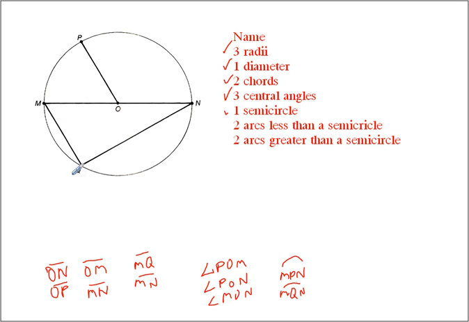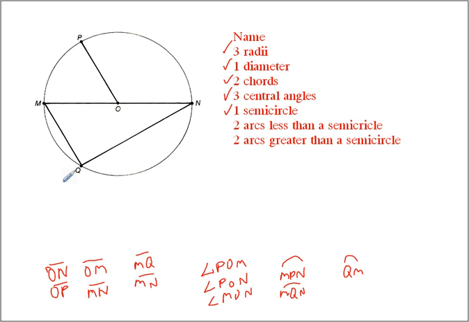An example would be, well, easy one here, QM. And it's assumed that it's the quickest way around. So QM would be just from Q to M here. It would not be Q to M that way. It would be the smallest way around. Now, if I wanted to make it clear that I was going all the way around, I'll deal with that in a second.